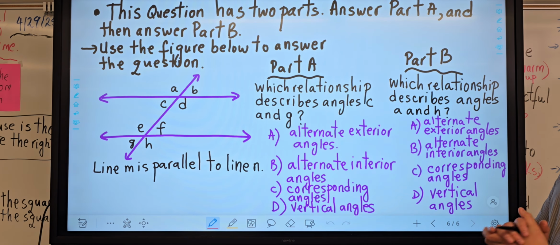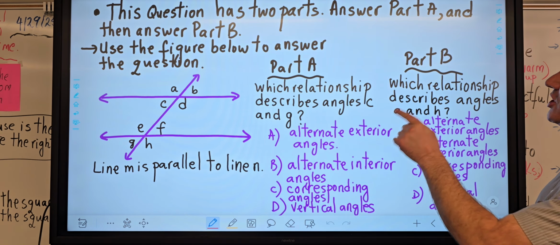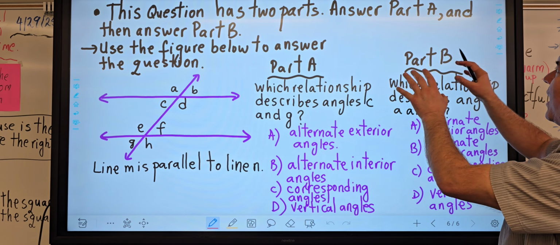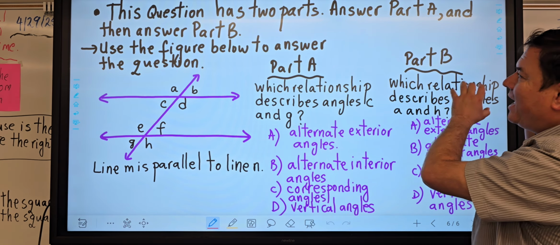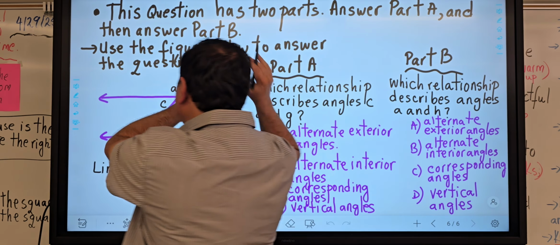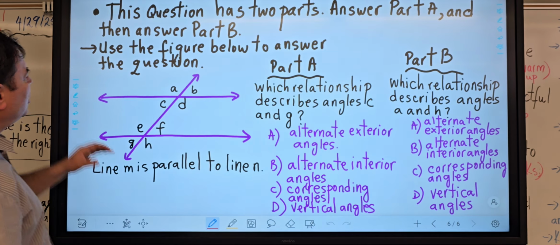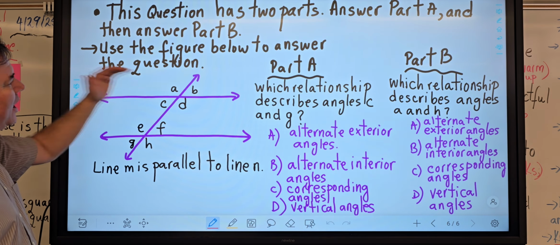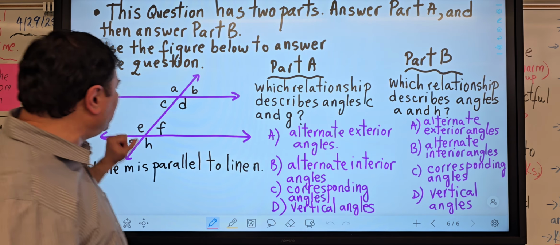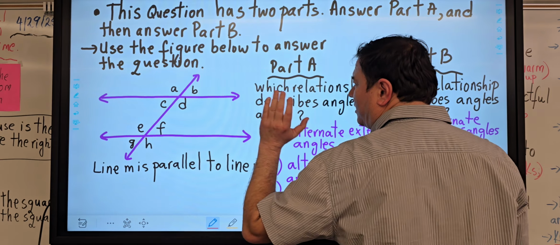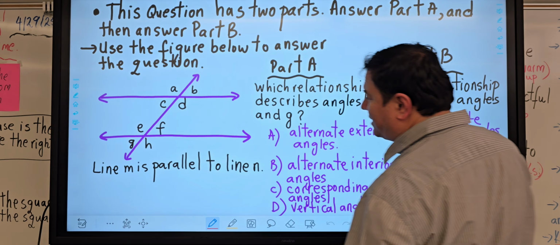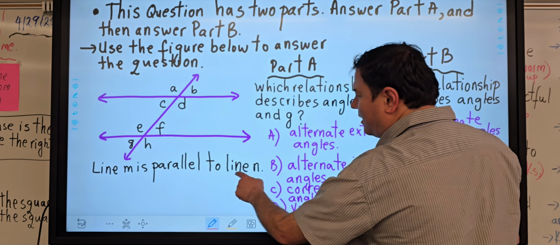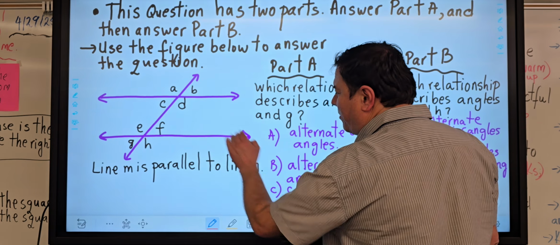Let's take a look at our last problem here. The question has 2 parts again. Answer part A, and then answer part B. Okay? So use the figure below to answer the question. And here we have 2 lines again, and they are telling us that these 2 lines are parallel.